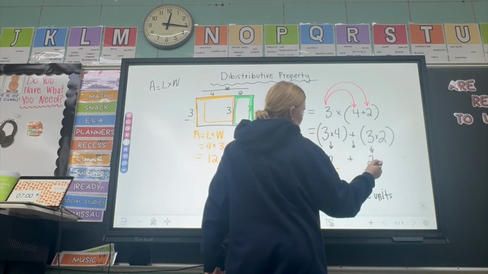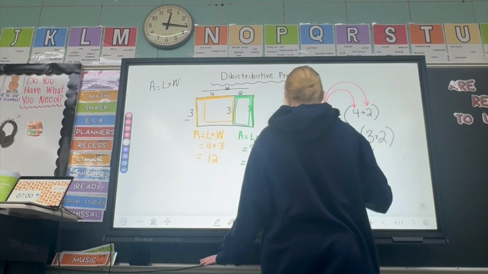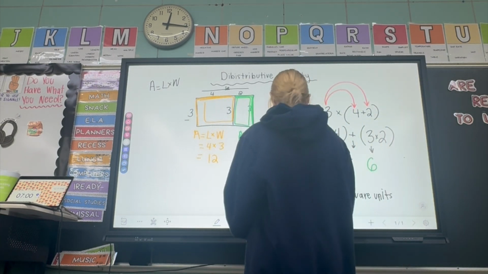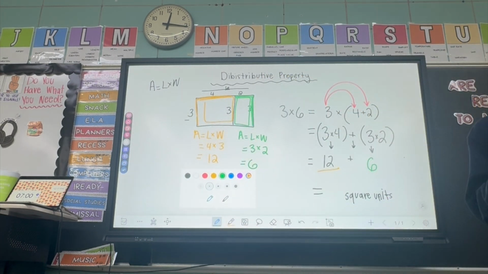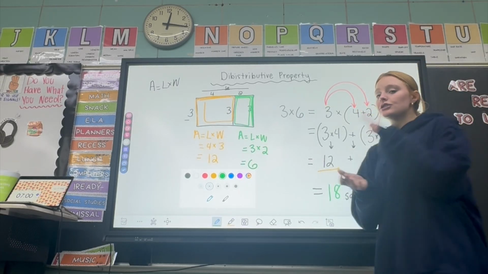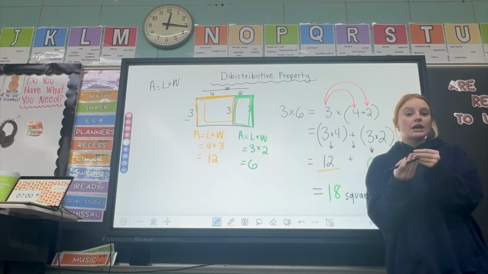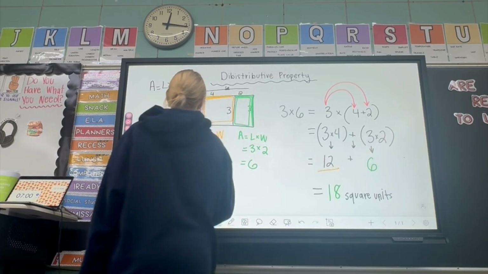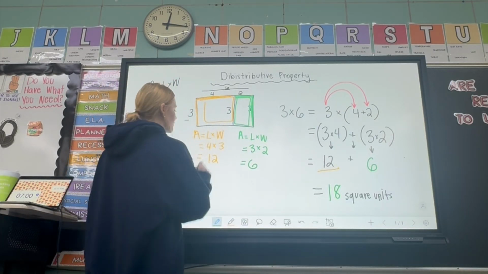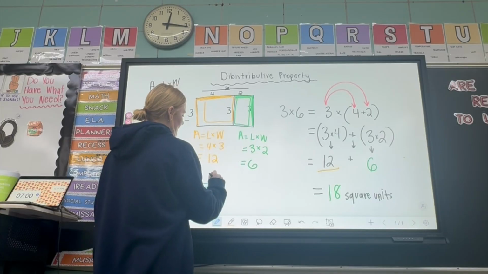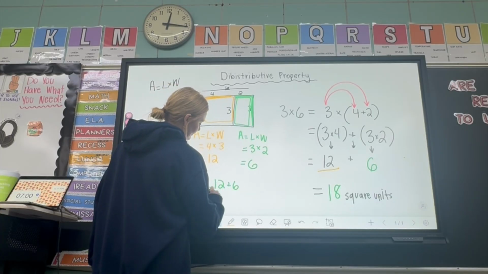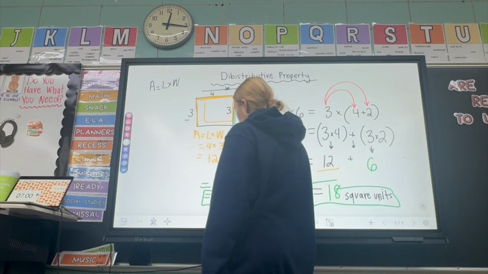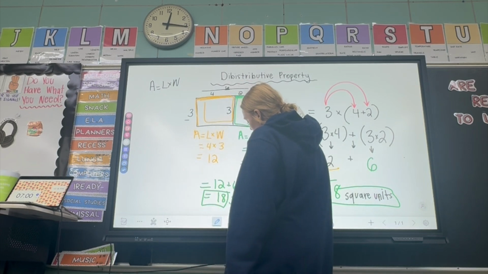Oh, I made a math error. Hopefully you caught that while you were watching this video. 3 times 2 equals 6. So 12 plus 6 is 18. And that, my friends, is why it's so important to always double check your work. And by doing it a second way, I am double checking. Real life lesson right there. 12 plus 6 is 18. And we can see I got 18 square units both times I solved.